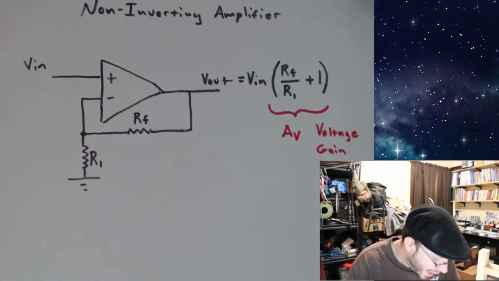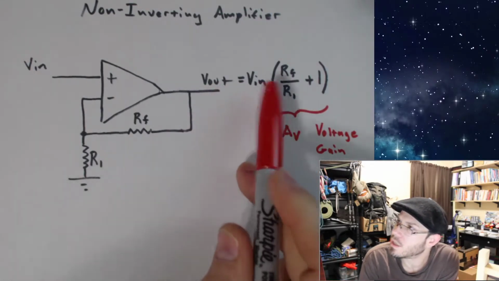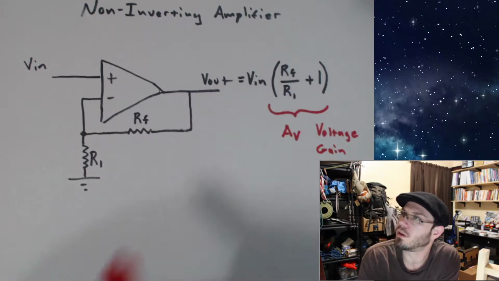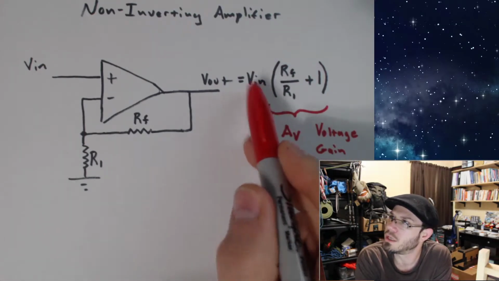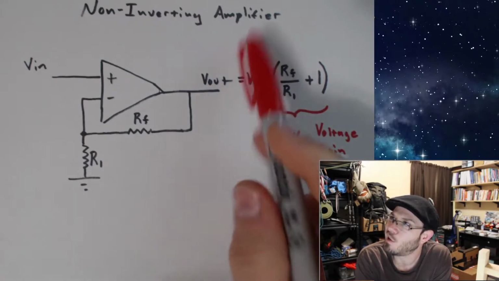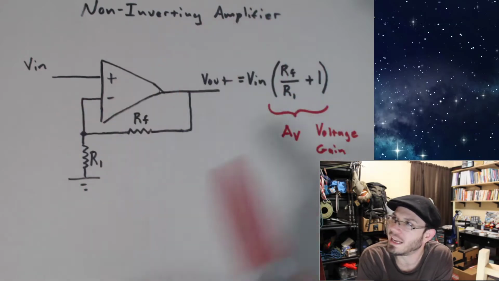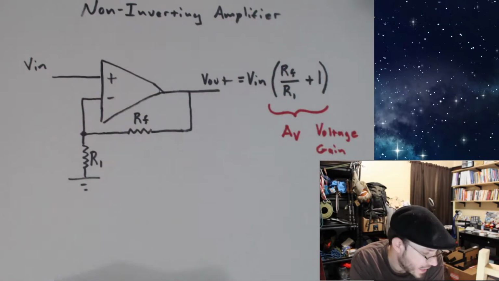And so, if you notice, there is no minus over here. So whatever the polarity of our input voltage is, our output voltage will be the same. And then the gain, how much amplification we're going to get, would be dictated by this part right here.